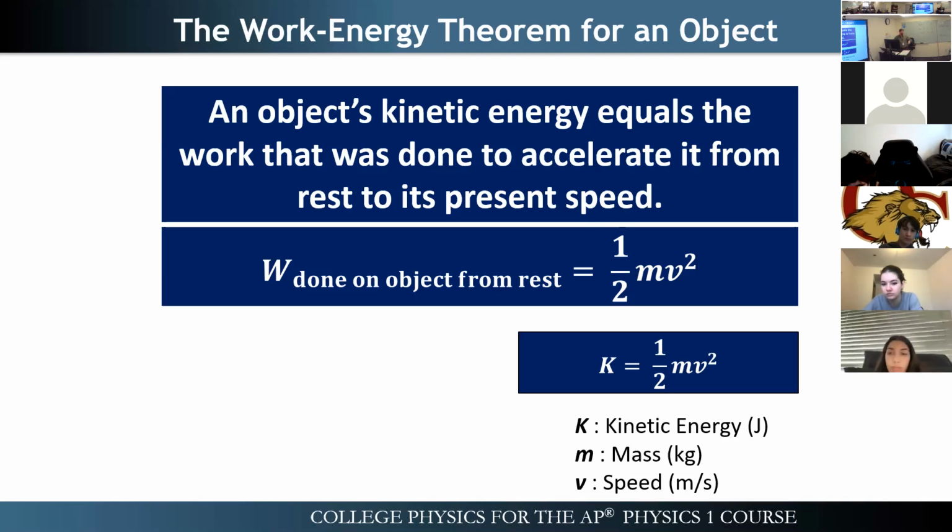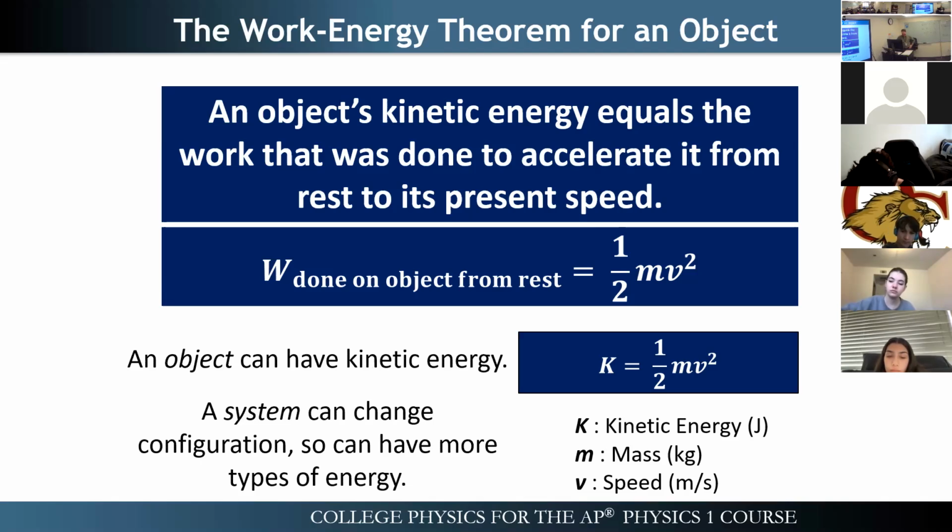But while that's the only equation for translational kinetic energy, that is not the only equation for finding work, right? We can use F D cosine theta for work as well. All right, so an object can have kinetic energy. A system can change configuration. So systems can have more types of energy.